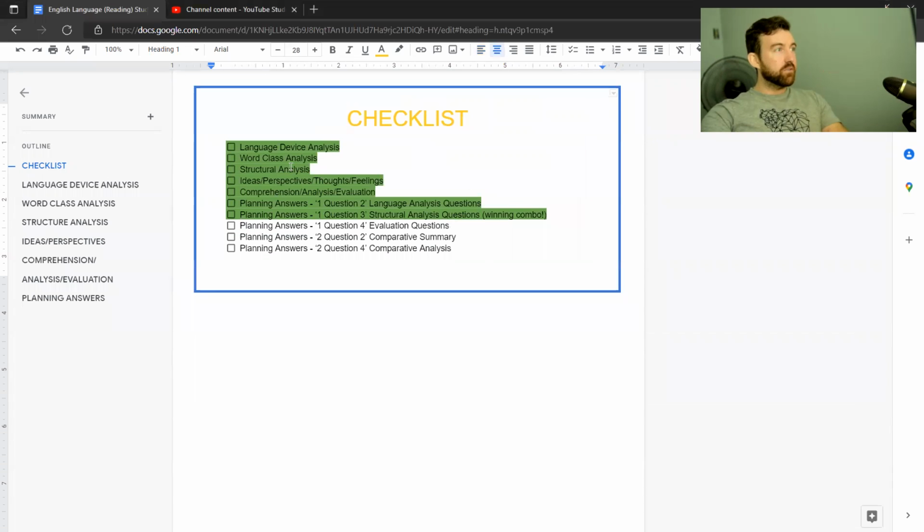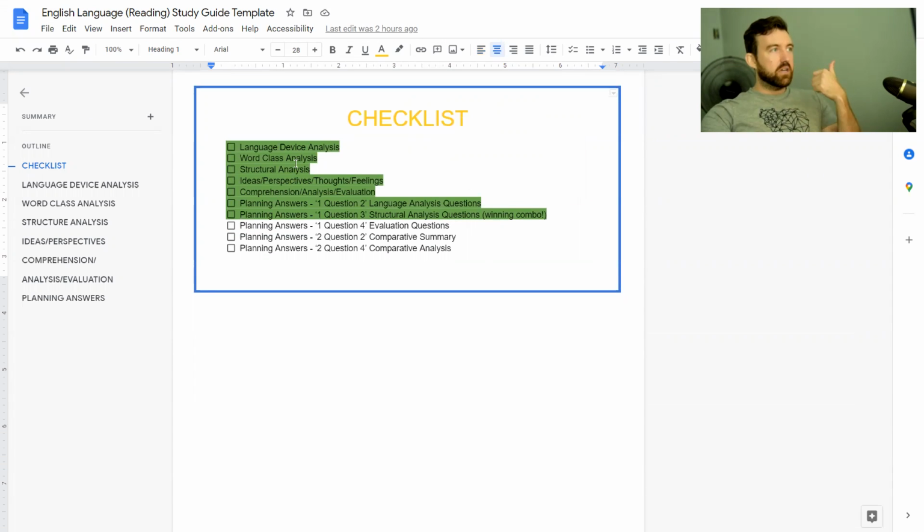Over the last 7 weeks, we've gone through how to analyze language devices, analyze words, analyze structure, pick out and think about the ideas, perspectives, thoughts, and feelings of characters or writers within the extracts. We've looked at the difference between comprehension, analysis, and evaluation as question types. And now we're going through how to plan various different answers within the reading section.